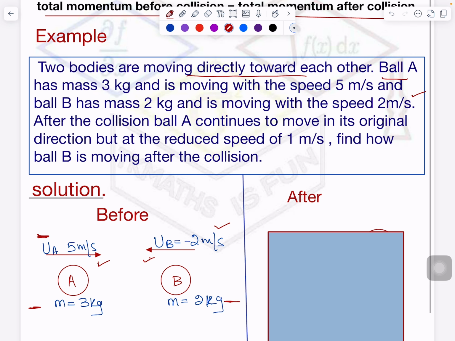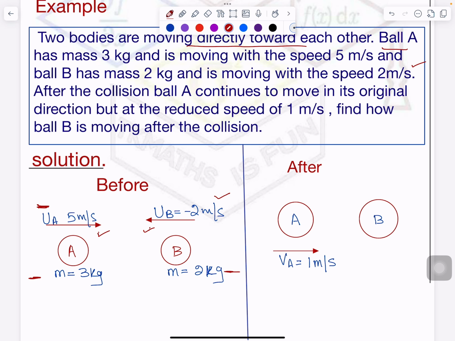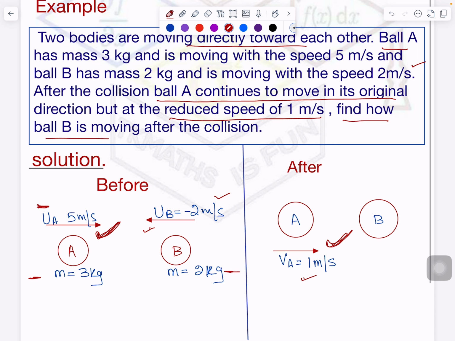Now what happened after collision? See here. After the collision, ball A continues to move in its original direction. So this was the direction of ball A, and it is still moving in the same direction, but at a reduced speed of 1 meter per second. Mass of course remains the same. Velocity we have to see. So it is now 1 meter per second. You have to find how ball B is moving after the collision. So the velocity of ball B you have to find out.